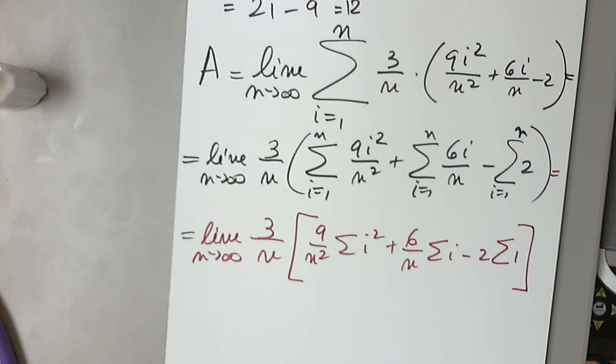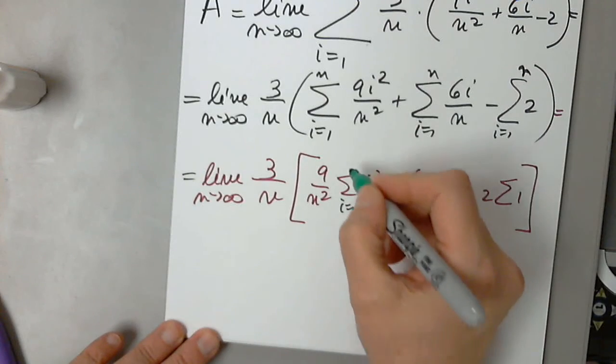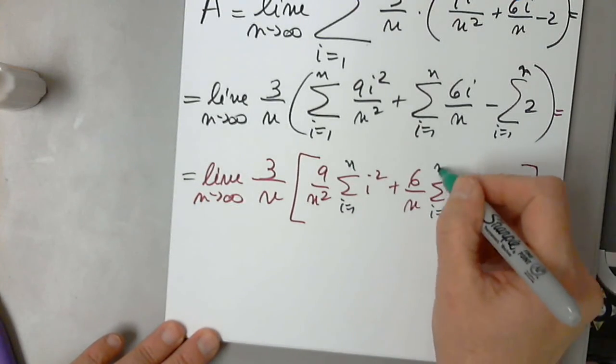At this point, I will replace the summation notations with three identities. This one, n times n plus 1 times 2n plus 1 over 6. This one, n times n plus 1 over 2. And this one, n. Are you okay with that? Everyone? So, yes, of course, from i equals 1 through n.